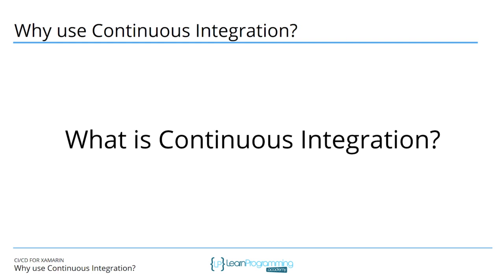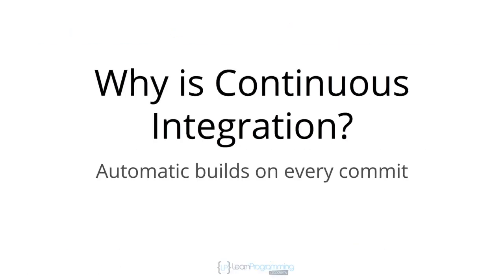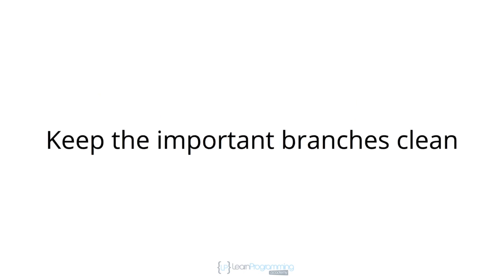So let's change this question to why is continuous integration? Why should we use continuous integration? And the main reason why you should use continuous integration is because it keeps the important branches clean, especially the master branch. We have already talked about how important the master branch is and how that branch should always have a working version of your code. And because of this, you want some security in place so the master branch doesn't suddenly receive some code that is not going to work.